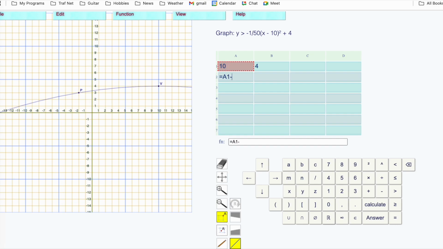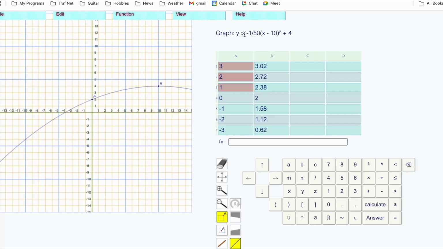Subtract 1 from the 10 and then fill that down. Then I'm going to fill down the y values. These are all decimals. I get as low as 4. I'm going to change this to a 3 and continue. And when I get to 0, I end up with a 2. Something that looks like this. This is what our parabola looks like.